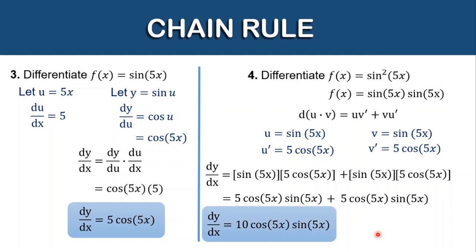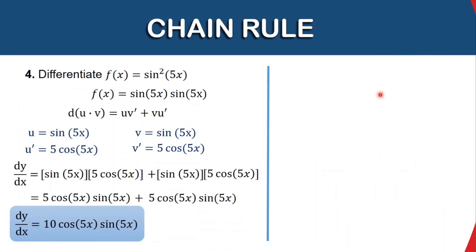And I will show you another way kung paano natin masosolve yung ganitong problem. So let's have this. So ito yung ginawa natin kanina sa number 4. And ito yung sine squared 5x natin. The first thing that we need to do, ilalagay lang natin yung 2 as the coefficient. So gamitin natin yung power rule dito. So yung 2 lalagay natin dito. So we have 2 sine 5x.